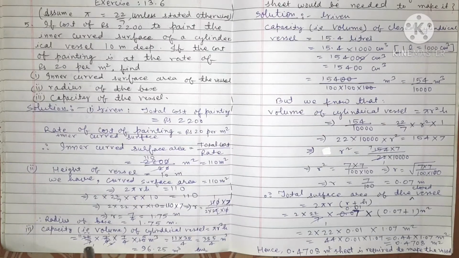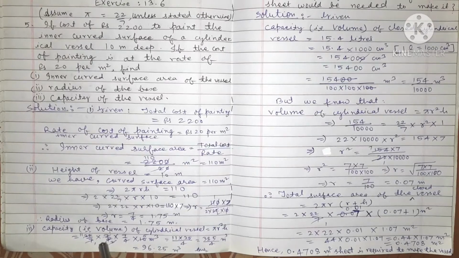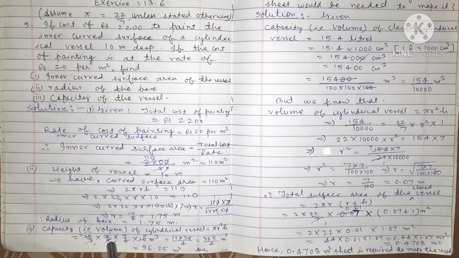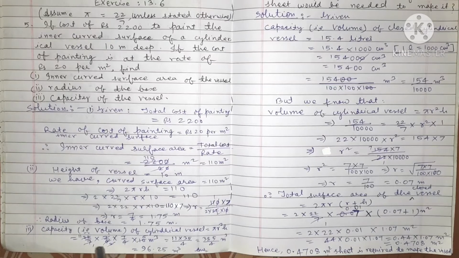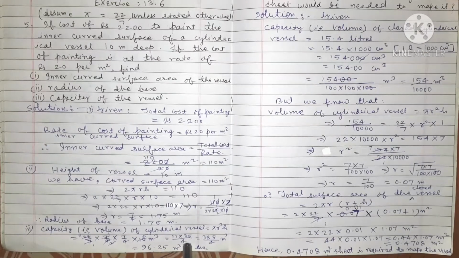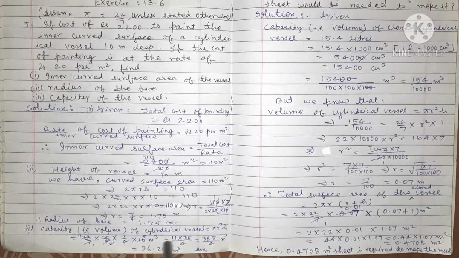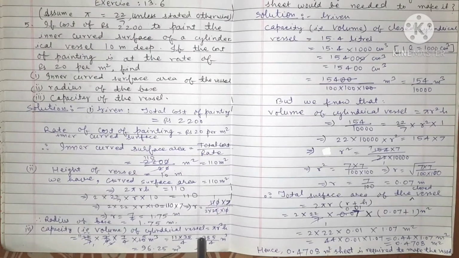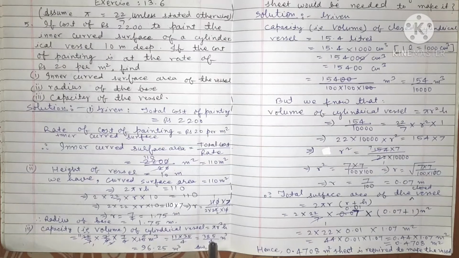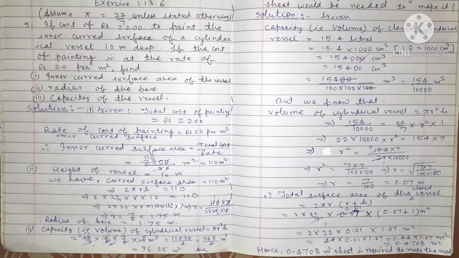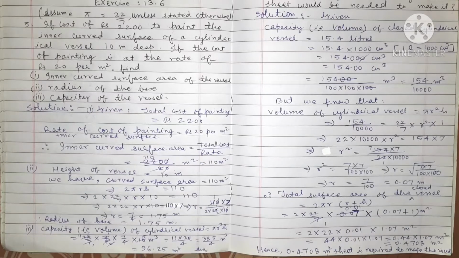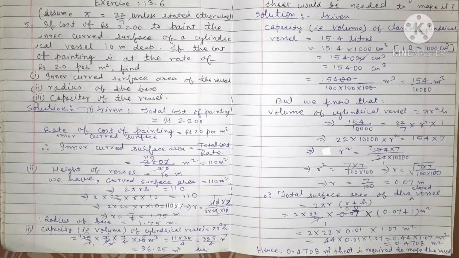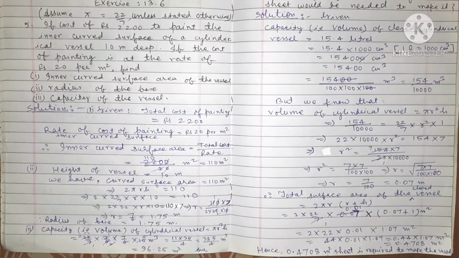Now we cancel. 7 1s are 7, 7 1s are 7, 2 2s are 4, 2 11s are 22, 2 1s are 2, 2 5s are 10. Now here we get 11 into 7 5s is 35 in the numerator and only 4 in the denominator. After multiplication we get 11 times 35, which is 385, and we write 4 in the denominator. It is in meter cube. When we divide, we get 96.25 meter cube. This is the answer of the third part of question number 5.